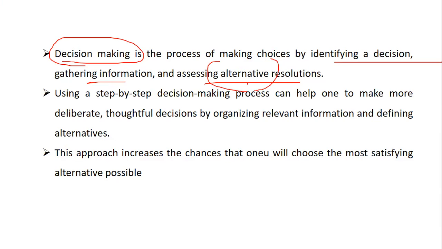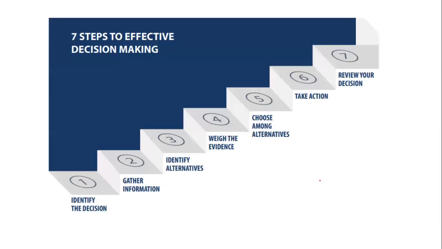It is a step by step process which helps to make deliberate, thoughtful decisions by organizing relevant information and defining alternatives. This approach increases the chances of choosing the most satisfying alternative possible. So basically, the decision making process is that process wherein you pick the best alternative in order to come up with the best decision for your organization. So let's understand how this process works.